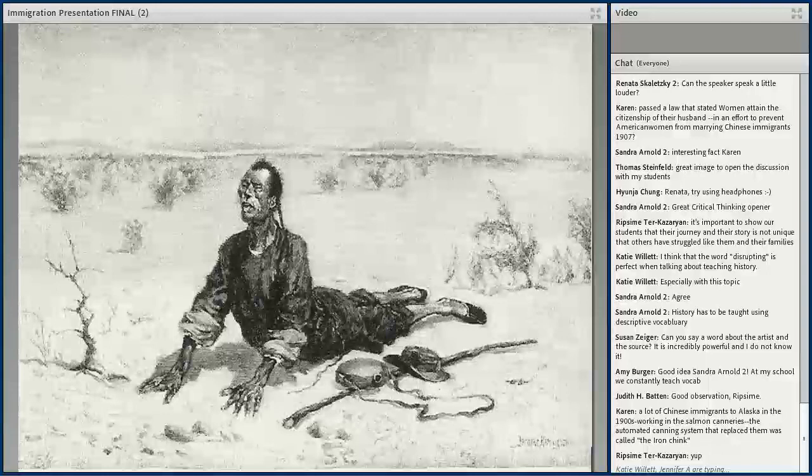Actually, Kelly, I'm going to say that Susan is part of our primary source collaborators, and so I want to give her a particular stage to ask that question. But please do tell us a word about the artist and the source itself. Sure. Well, I'm not entirely sure, but I believe it comes from Harper's Bazaar in the late 19th century. But I can double check that and bring that back to you.